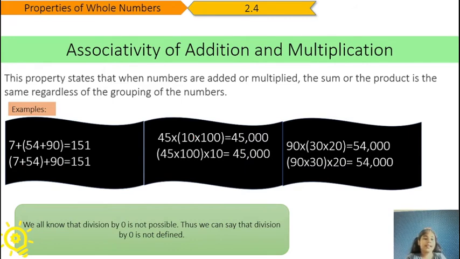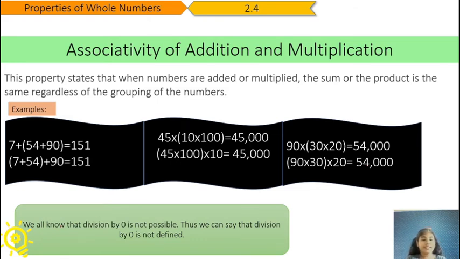Last time I just removed the bracket and put 7 and 54 together, but this time I moved the numbers also. So 45 into 100, what does this give us? It gives us 4,500, and if we multiply by 10, our final answer will be 45,000. See, our answer still remains the same. Next we have 90 into 30 into 20. Our final answer will be 54,000. And if we change the order, our answer still remains the same, which is 54,000.